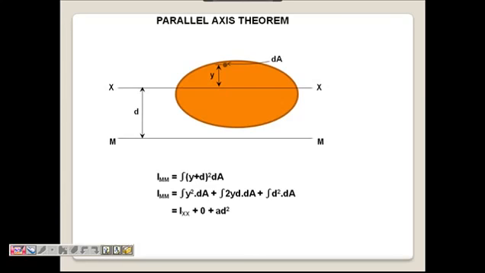In the first type, you are given some axis and you are asked to find the moment of inertia about that. In the second type, you are asked to find the moment of inertia about the centroidal axis of a new figure, which is a combination of standard figures. We will look at these two in the second and third lecture.